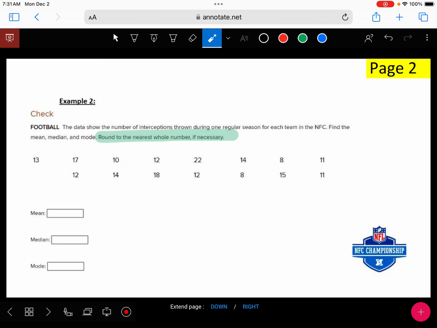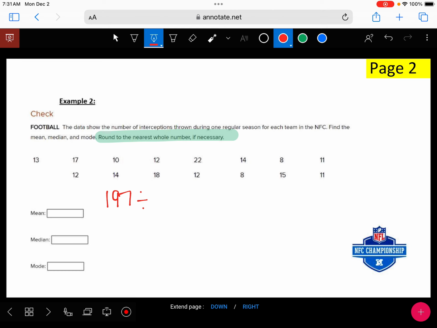All right, I want to check my number. What'd you all get? Anybody have a number yet? 197. Raise your hand if you have 197. All right, good. So we got 197. But we've got to divide that by how many numbers we added up. So this is 1, 2, 3, 4, 5, 6, 7, 8, 9, 10, 11, 12, 13, 14, 15. So there's 15 football teams in the NFC.